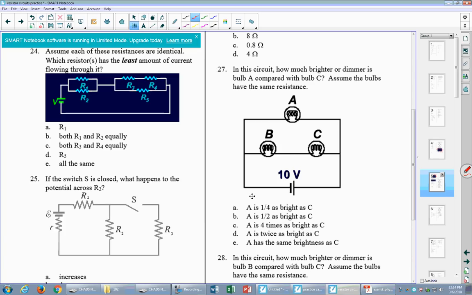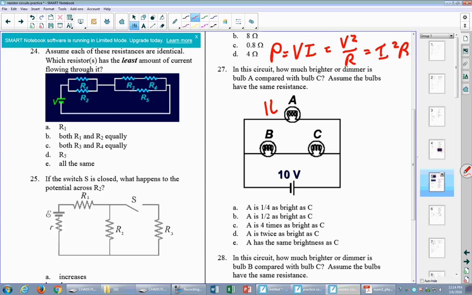This is a power question, and so we want to remember our expressions for power. We had several. P is equal to VI, that's sort of the one we use the most. But then also we had these alternate expressions, V squared over R and I squared R. Those are on your equation sheet.